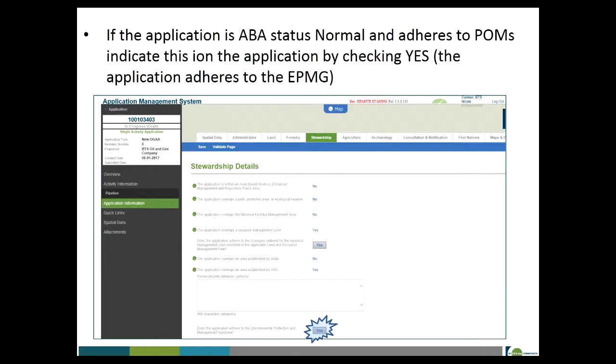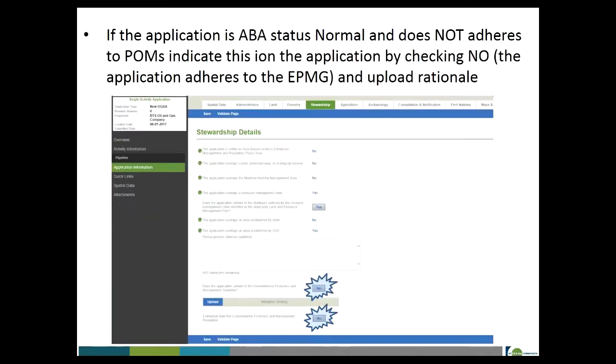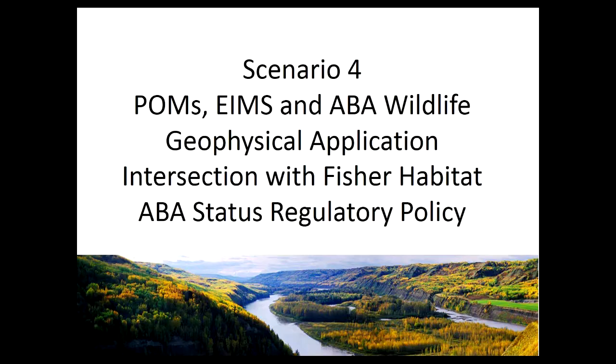If your application is ABA status normal and adheres to the PALMs, indicate this on the Stewardship tab again by checking yes to where it asks if the application adheres to the EPMG. If your application is ABA status normal, but does not adhere to the PALMs, you will indicate no, the application does not adhere to the EPMG, and you will need to upload your rationale or mitigation strategy.